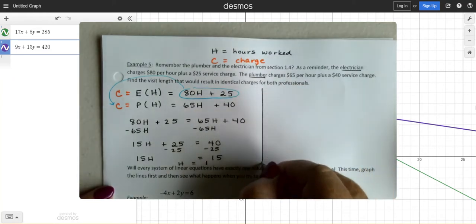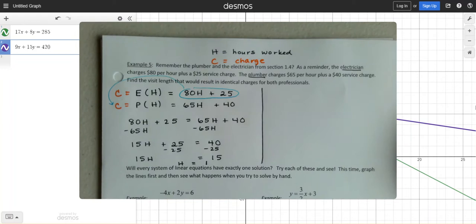I wanted to show you one more thing here. Let me go back to the beginning. I'm going to rewrite my equations without the function notation for a moment.